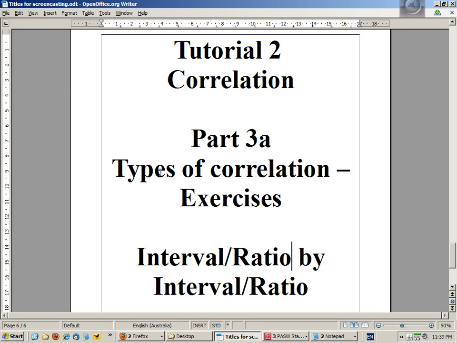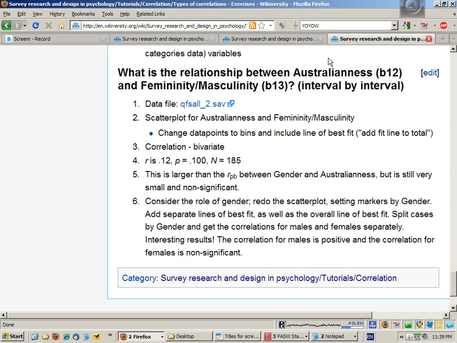Hello, in this correlation tutorial demonstration we'll be looking at interval ratio by interval ratio data. Our question is, what is the relationship between Australianness, which is measured on an interval 1 to 10 scale from low to high, and degree of femininity or masculinity, which is measured on a 5-point scale from 1 being very feminine, 2 fairly, 3 androgynous, 4 fairly masculine, and 5 very masculine.